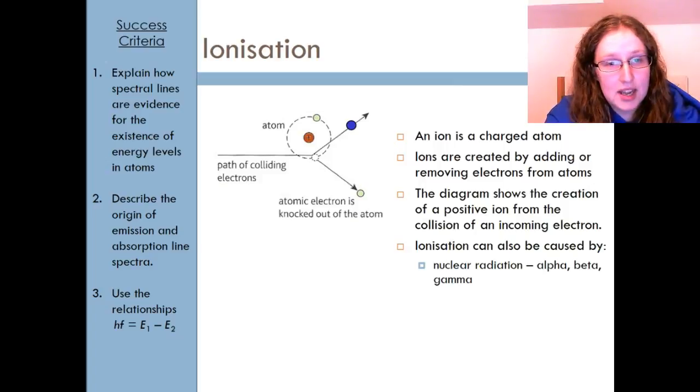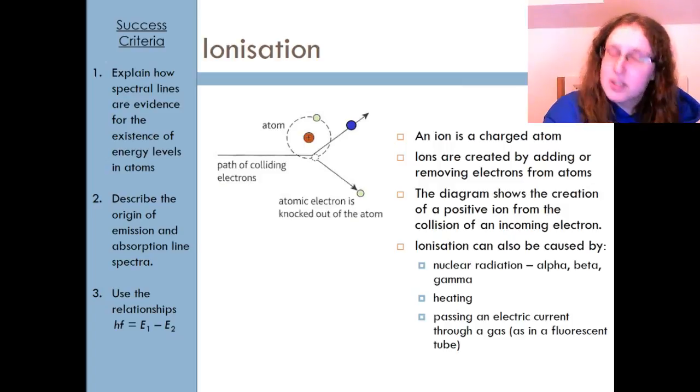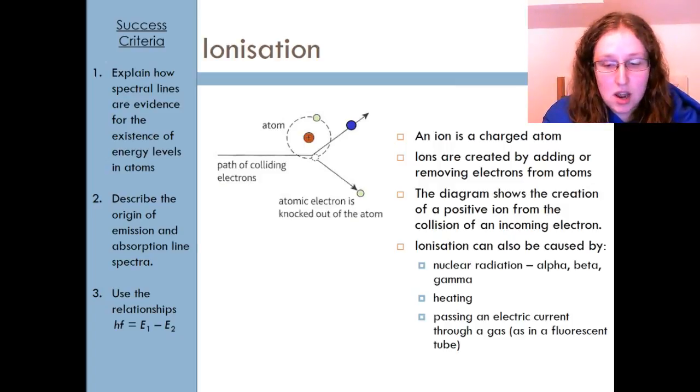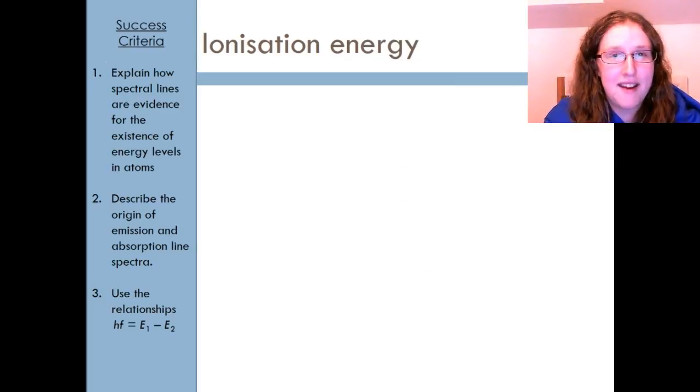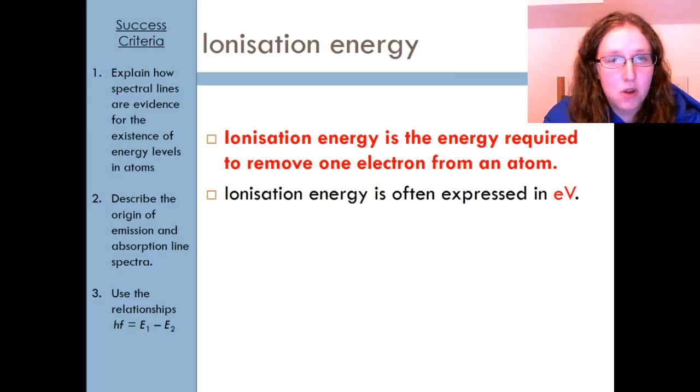We can also cause ionization by nuclear radiations, so alpha, beta, gamma, by heating, if I just heat it up and give the electrons enough energy they can leave, or by passing electric currents through gases. All these are ways of causing ionization. The reason I'm talking about ionization is because we need to know something called ionization energy. The ionization energy is the energy required to remove one electron from an atom, and it is most often expressed in electron volts.